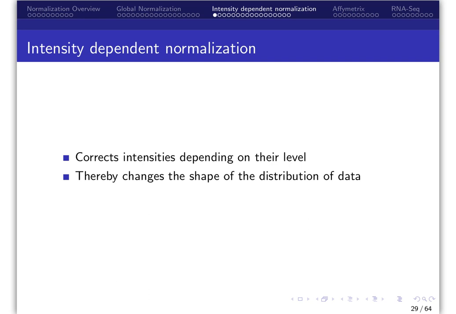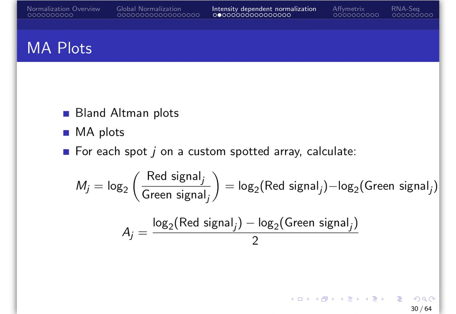Intensity-dependent normalization methods differ in that they correct the intensities depending upon their level. This is accomplished by applying a nonlinear transformation to the data. Therefore, intensity-dependent normalization changes the shape of the distribution.